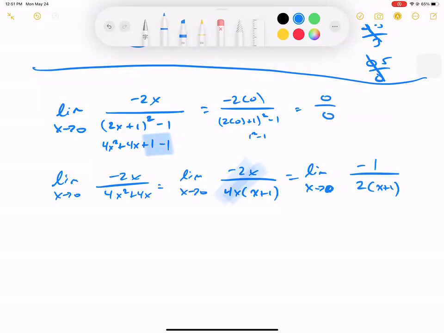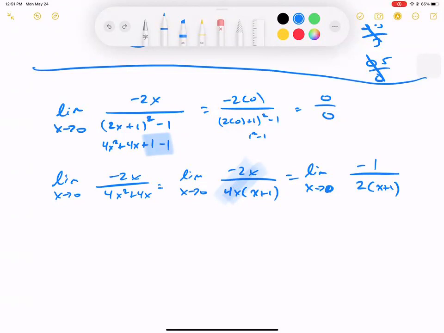So in this problem, we got rid of the variable that was giving us the 0. If I plugged in 0 here and here, 2 times 0 and 4 times 0, that's 0. That's our 0 over 0. And then we took the vaccine and got rid of our coronavirus, right? That's gone now. And we have our negative 1 over 2 times x plus 1 left.